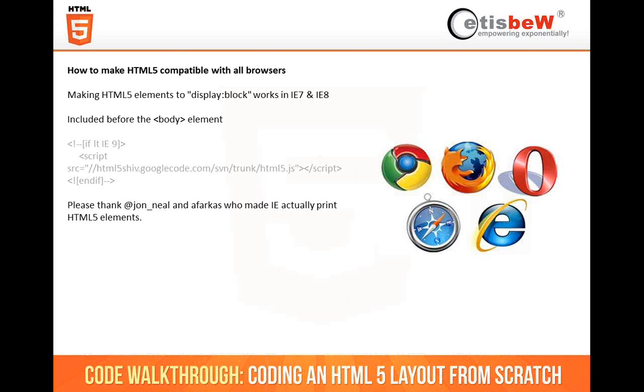Suppose you add a header tag, footer and content and check in IE7. You can see that the elements you wrote in header, footer and content will display one by one. But header is a block element, footer is a block element, and content is a block element. IE7 and IE8 will display them as inline, but we need to make them display block. So at the bottom you can see a script: if IE less than IE9, we are implementing a .js file.